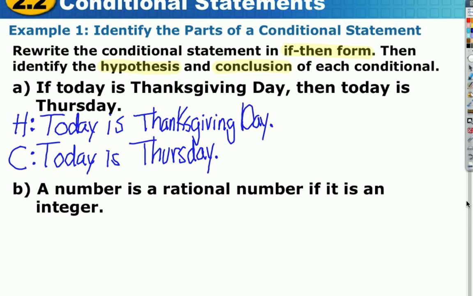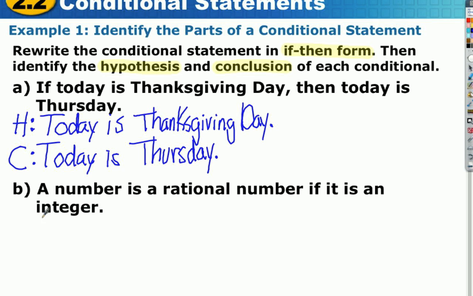If the number, if the integer, well, you had the right start the first time. Chris, I'm sorry, she stole your thunder. Danielle, I'm sorry, she stole the thunder. That was exactly it. If a number is an integer, then the number is a rational number.